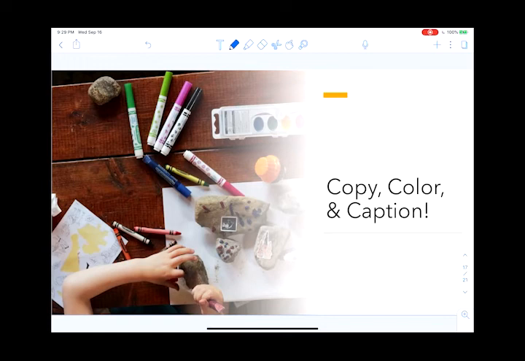Then, copy the picture on page 95. Color your picture, then copy the caption from page 95 next to it. After you're done, feel free to move on to the next lesson.